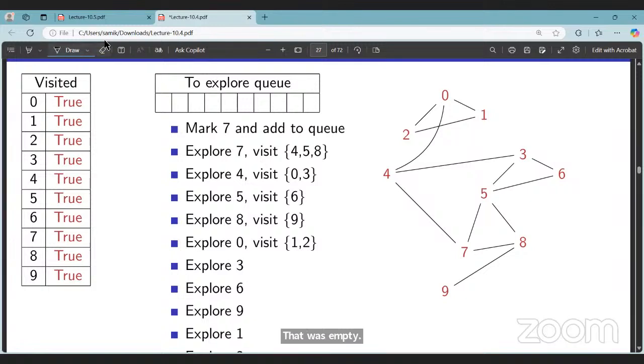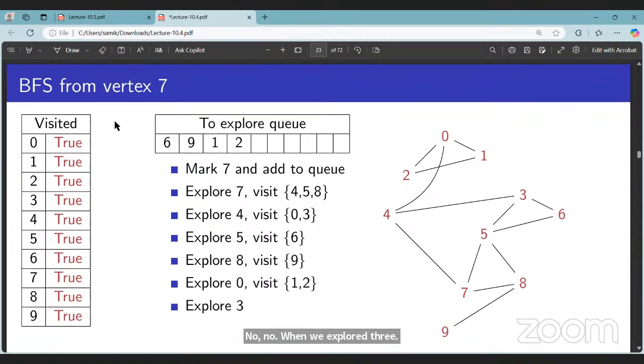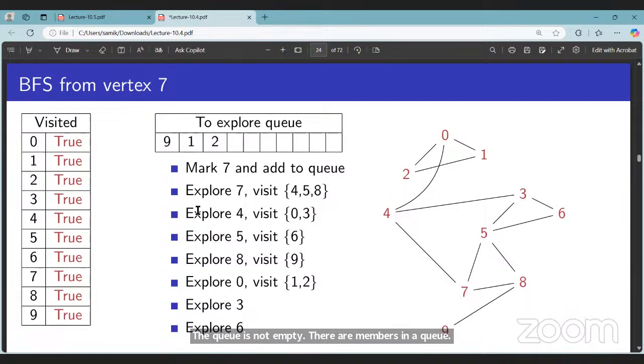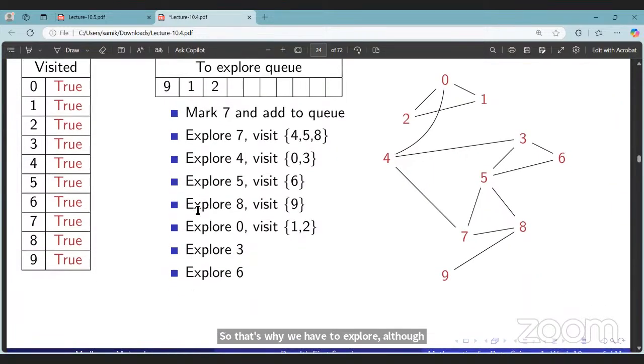No. When we explored 3, the queue is not empty. There are members in the queue: 6 is there, 9 is there, 1 is there, and 2 is there. So that's why we have to explore. Although this exploration won't give us anything new, that's the procedure of BFS.